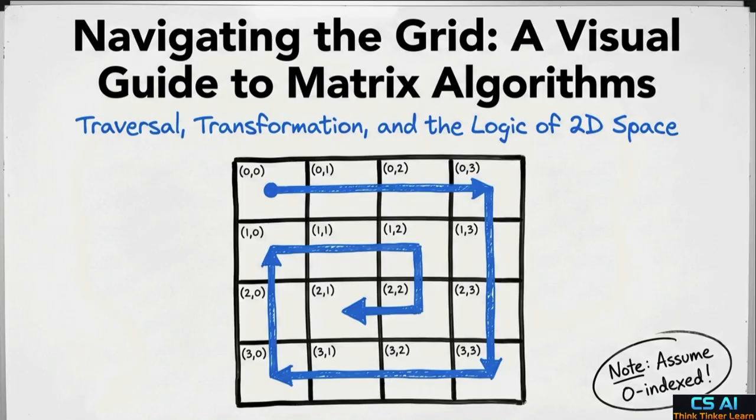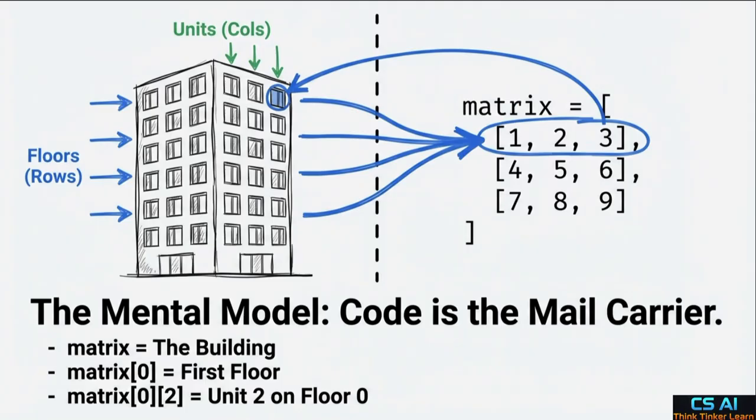To master matrices, you need the right mental model. Stop thinking of them as math equations and start thinking of them like a building. Imagine you're a mail carrier. The matrix variable is the entire apartment complex. When you write matrix[0], you're stepping into the first floor, the very first row. When you add that second index, like matrix[0][2], you're knocking on the door of unit 2 on floor 0.